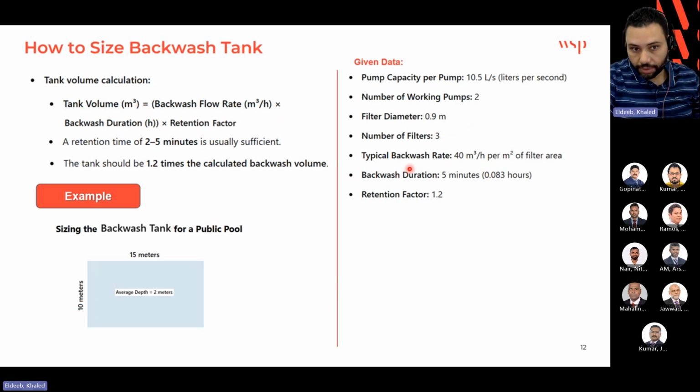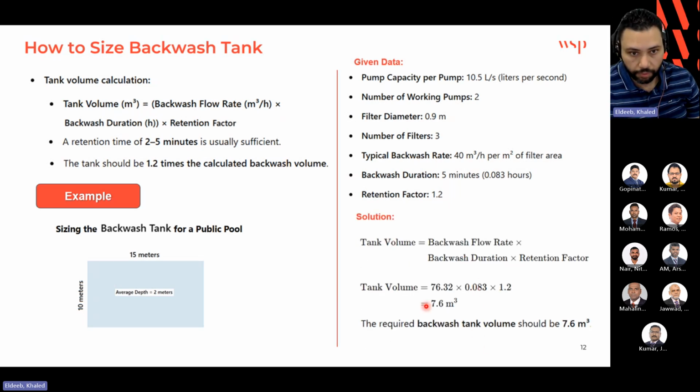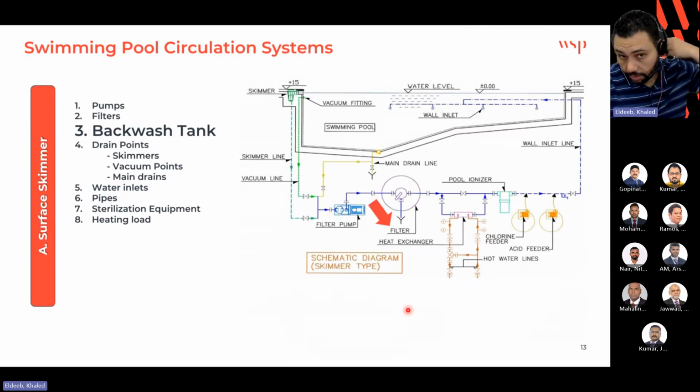The backwash rate is 40 meter cube per hour per square meter of filter area, which is the same flow rate. The backwash duration is 5 minutes, and the retention factor 1.2. All of this given data can help me to calculate the volume. So the tank volume, we multiply this and this and this, and it gives me the total tank volume. So now we calculate it.